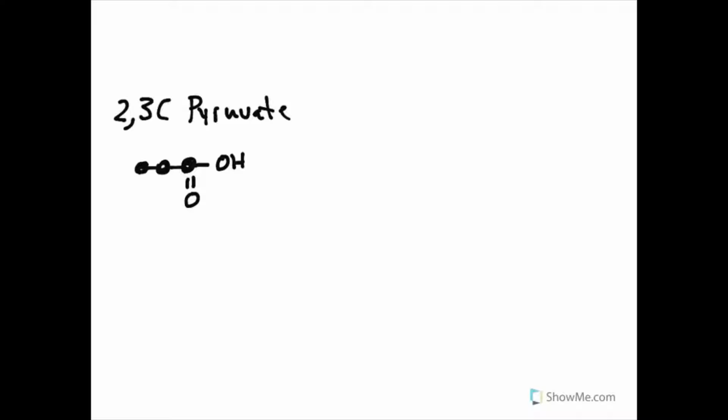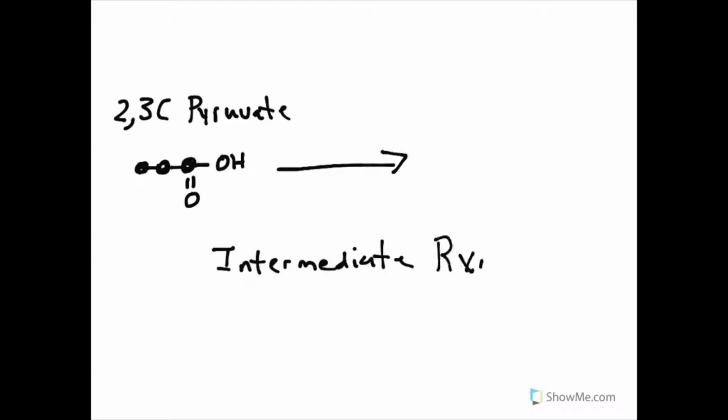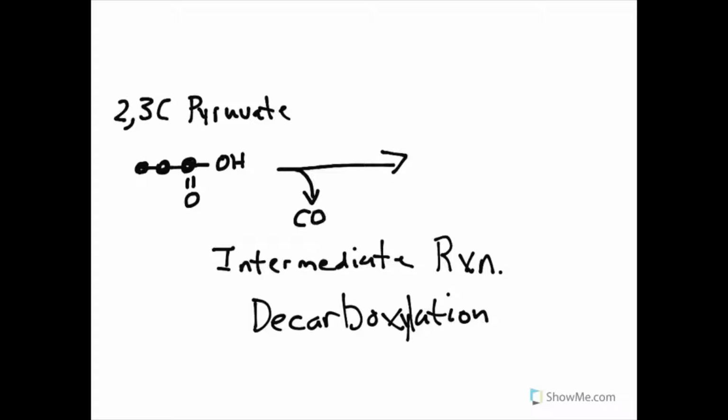So what we are going to ultimately do is during this intermediate reaction, we are going to decarboxylate it. So the intermediate reaction that we are talking about here is a reaction that is a decarboxylation. Okay, that means we are going to remove the carboxyl group. And when I remove this carboxyl group, we are going to form a byproduct, the waste that is important in cellular respiration, CO2.